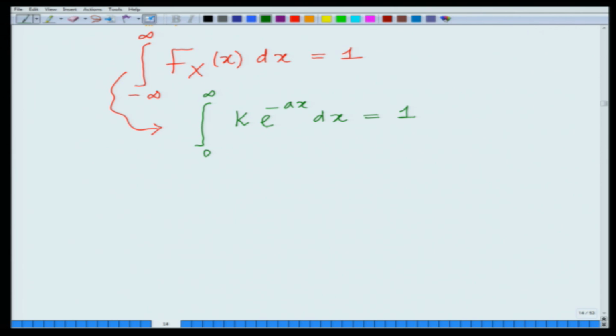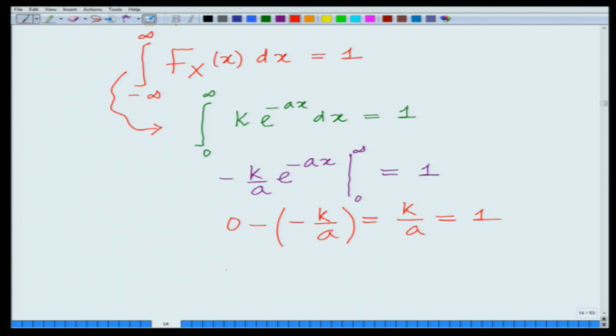Now, this integral of k times e power minus ax, you can evaluate in a straightforward fashion. This is minus k over a times e to the power of minus ax evaluated between the limits 0 to infinity, which must be equal to 1. Now if I substitute these limits, at x equal to infinity, e power minus ax is e power minus infinity, which is 0. So, this is 0 minus of, at x equal to 0, e power minus 0, which is 1. So, this is 0 minus of minus k by a, which is equal to k by a, and this is equal to 1, which implies our parameter k is equal to a.